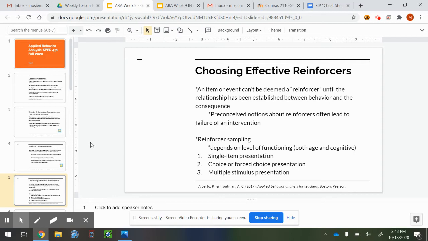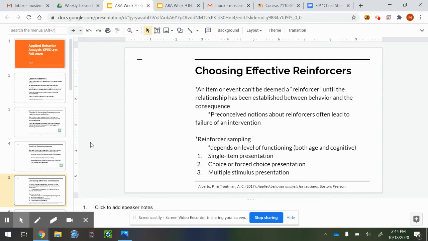So in a choice or forced choice presentation, items are presented in pairs, and we give the contingency to the student in order to get one of these things. You need to do this first. So do this, and you can choose this or this. Which one will you choose? So complete your math work, and you can then have computer time or have a snack. And you pair different reinforcers to see which one the student will choose, and then you can kind of weed out what they will work for and what they won't.